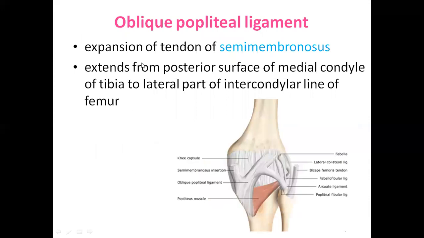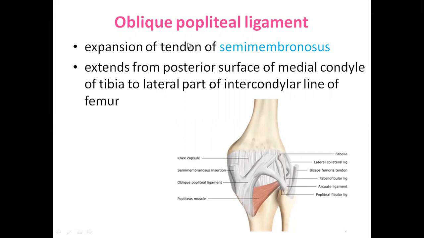Now, coming to the oblique popliteal ligament, you are seeing this is the posterior view of the knee joint. This thing outside is all fibrous capsule. Over the capsule, thickenings are nothing but ligaments. Now see here, we have one ligament running in oblique direction on the posterior aspect.